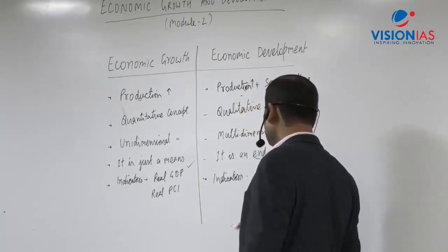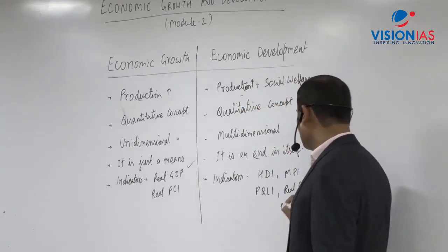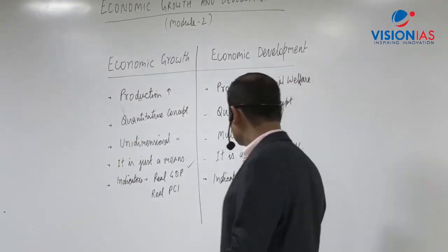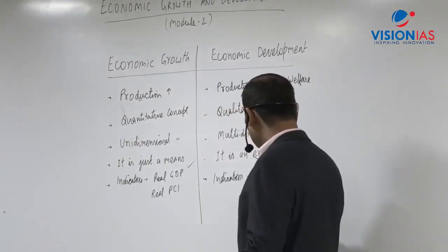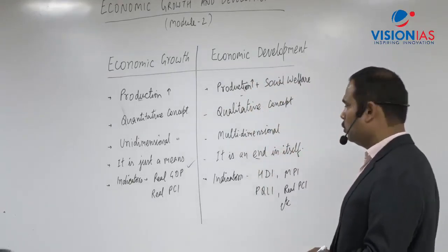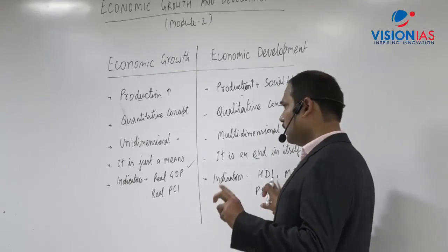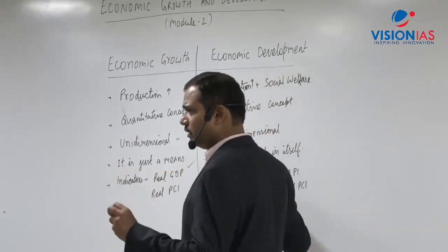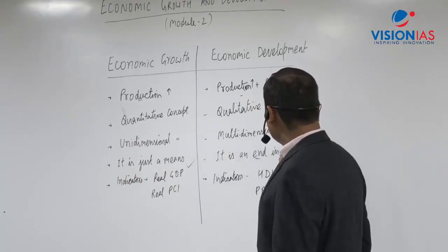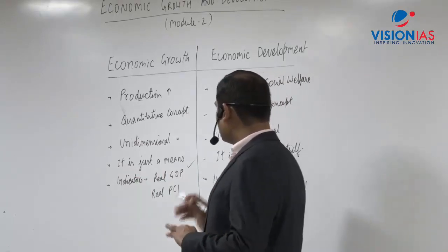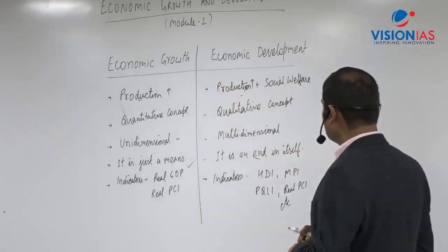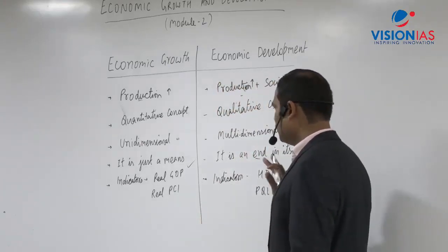Real PCI. So we will discuss a few indicators. A lot of indicators are there, so separately, each indicator we will discuss in much detail in a separate section. Okay, Human Development Index is based on what? Health, education and standard of living, per capita income. Okay, so MPI we have discussed already. So the basic difference is clear between economic growth and economic development.